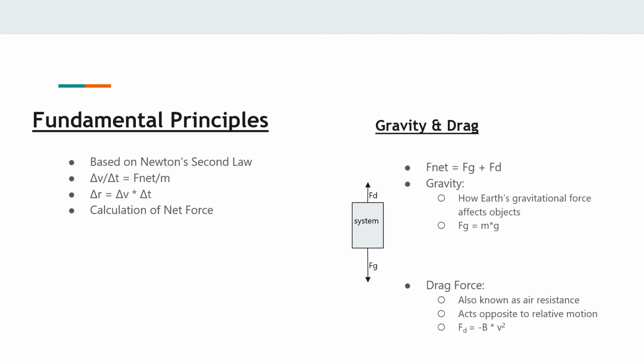The drag force, however, is a different formula. Drag force is also known as air resistance, and it acts in the opposite direction, opposed to the relative motion of the object. And this is calculated by a coefficient, negative b, which I'll explain what goes into that coefficient in the next few slides, times the magnitude of velocity squared.